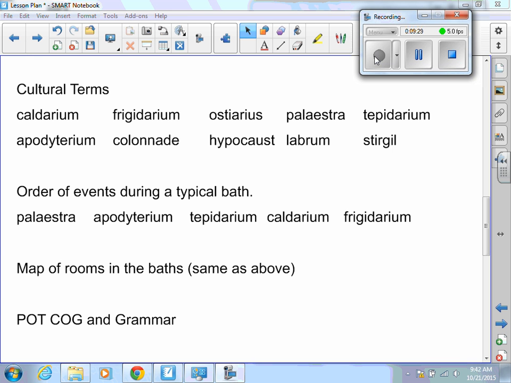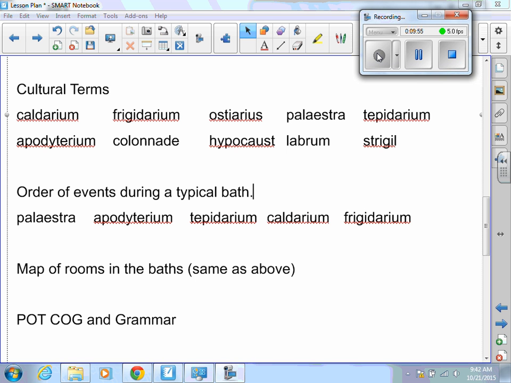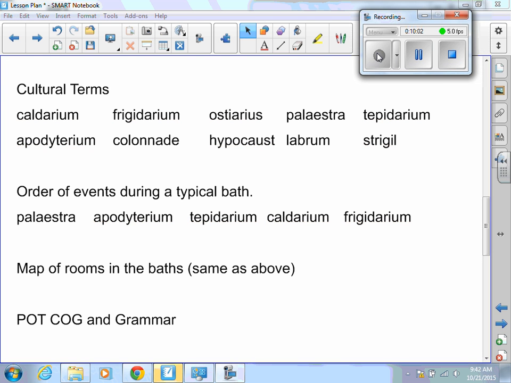Labrum is a basin for cold water. If you want to know, yes, it's like your shoulder labrum because it's shaped like a bowl. So is your labrum in your shoulder. And then you have, well, it's misspelled, but it should be a strigil, and that is a scraper that you use to scrape off the oil. Okay, there, strigil is now correct spelling. Order of events on a typical bath day. Basically, in what order am I going to take a bath? The first thing I'm going to do is exercise in the palaestra. Then I'm going to go to the changing room, take off all my clothes. I'm going to jump into that warm room, head to the hot room, and then to end, I'm going to jump into that really, really cold water.